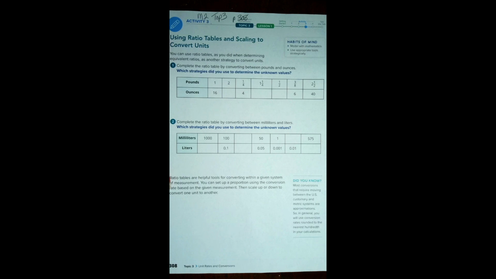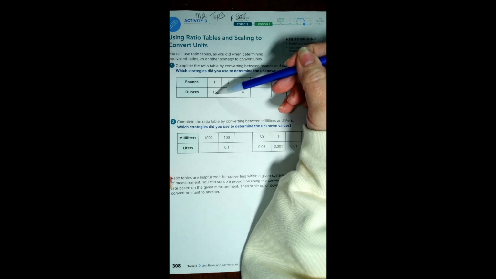Complete the ratio table by converting between pounds and ounces. We've done these tables over and over. It gives us here that 1 pound is 16 ounces. It's telling us 1/4 of a pound is 4 ounces. So how did they get from 16 to 4? They're dividing by 4. So 1 divided by 4 is 1/4, and so on.